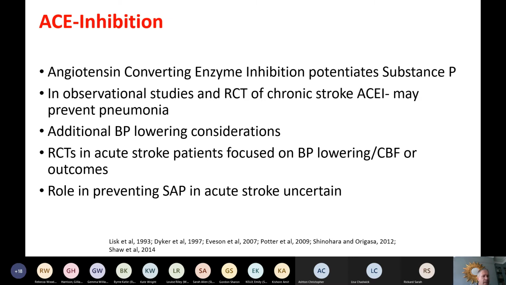pressure reduction. In the acute side of things, there have been some acute stroke trials that have involved ACE inhibitors, predominantly looking at blood pressure lowering, but nobody's really ever looked at ACE inhibitors in acute stroke in terms of preventing pneumonia. Again, similar to cilostazol, an additional consideration in those sorts of studies would be blood pressure lowering effects, which would mean they would need to be very carefully designed and there would be some safety issues. So again, currently the role for ACE inhibitors in preventing SAP in the acute side of stroke is certainly unclear. Next slide, please.